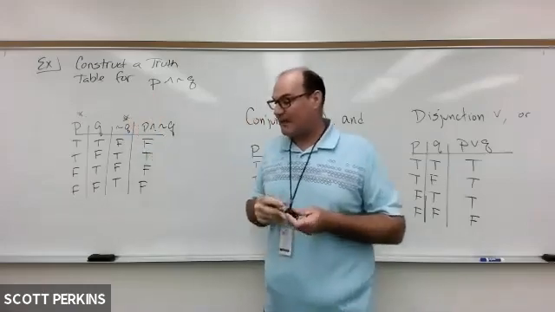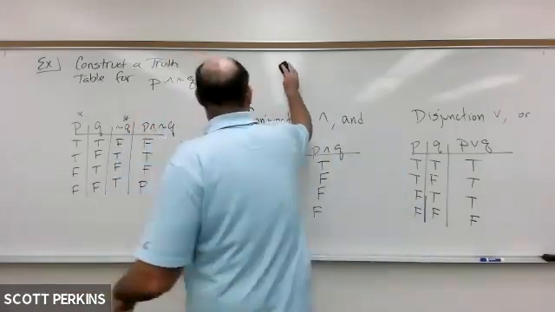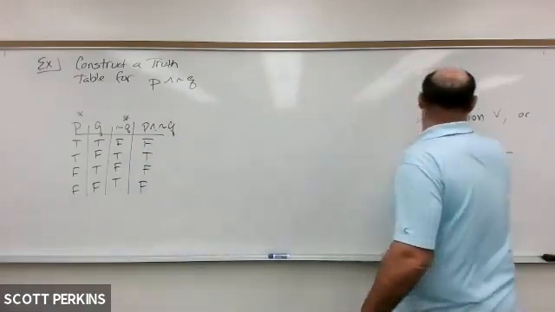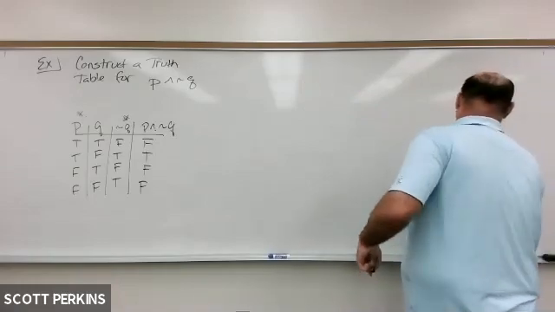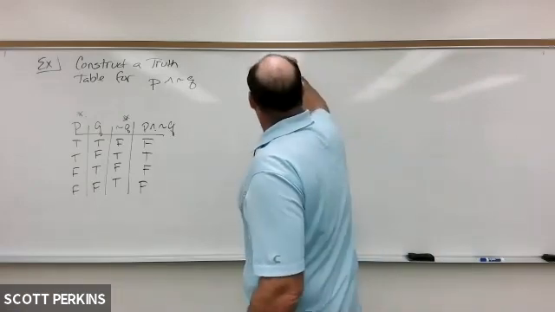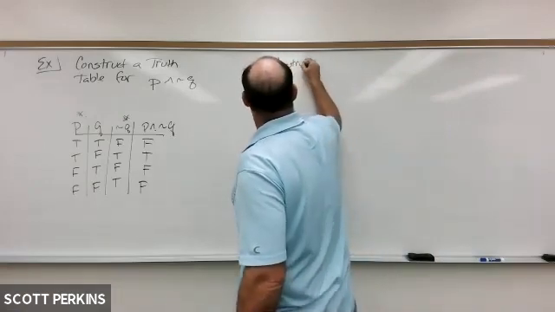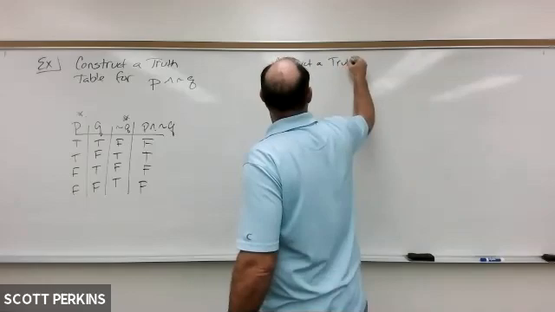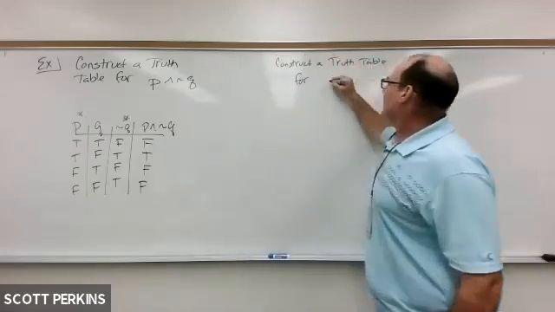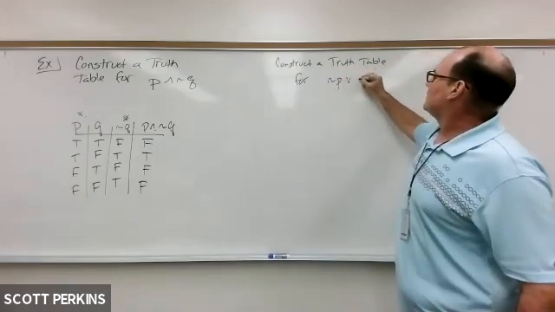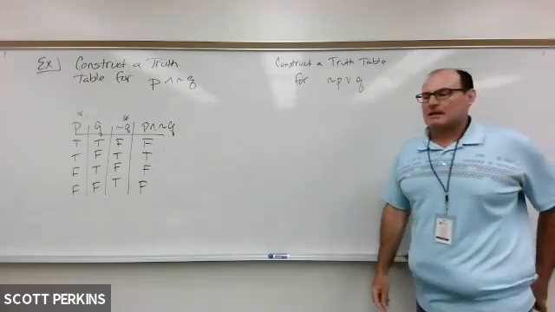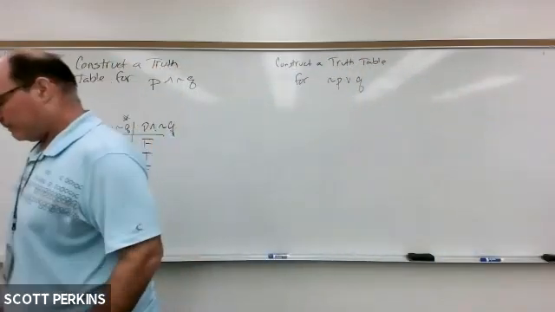Okay, so I want you to do the same thing. Here's yours. I want you to construct a truth table for this statement right here, squiggly P, disjunction Q. Same sort of thing we just did. Now you get to run through it.